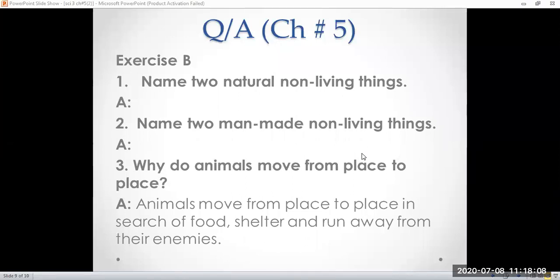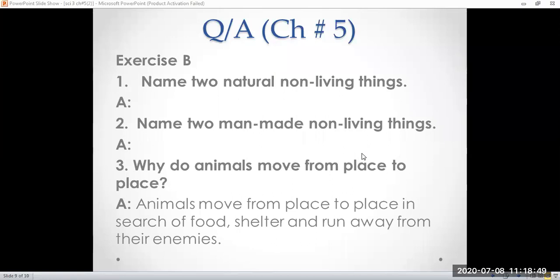Yes, Daniel. Sun and river in the answer, yes, you can write. In the second, airplane and building, yes, you can write. Yes, these questions we are going to do on the copy. Ramesh, Daniel, do it fast so I can assign homework to you.